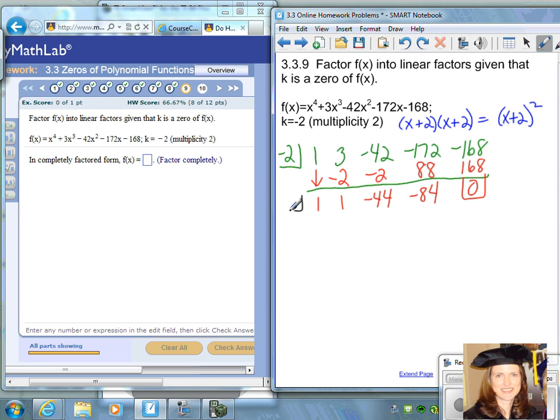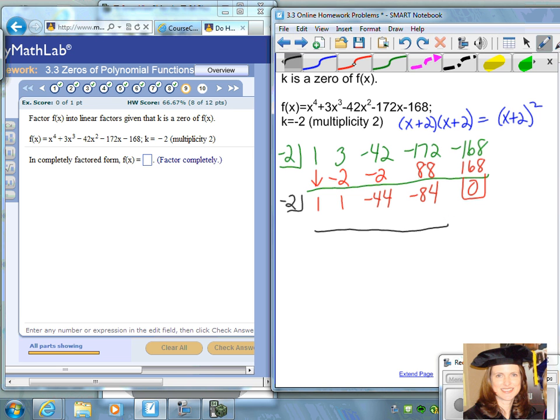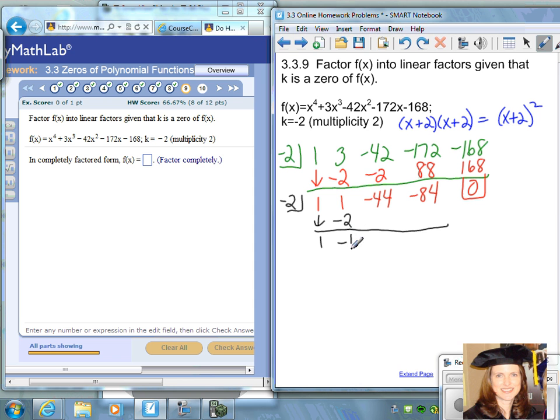And I'm going to set it up like this with a negative 2 here, and I'm going to use synthetic division in this way. Bring down the 1. 1 times negative 2 is negative 2. 1 and negative 2 gives you negative 1. Negative 1 times negative 2 is positive 2. Negative 44 and a positive 2 is negative 42. Negative 42 times negative 2 is positive 84, and we get another remainder of 0.